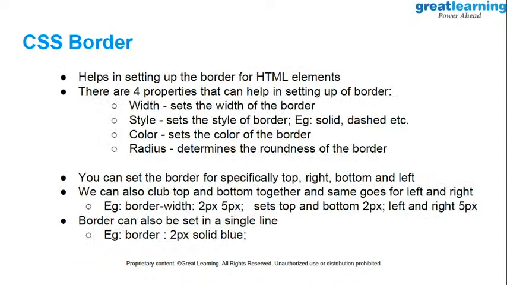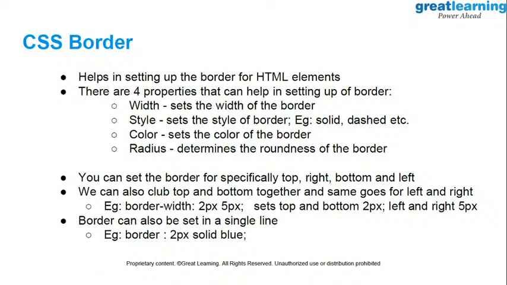Now CSS border is there, so it obviously helps you to set up the border. The border properties you can change will contain width, style, color, and radius. It is obvious to you, right? The style can be solid. You have a solid border, or you have a dash border, right? It will be dash, all those things. And width of the border, and radius. Radius defines the roundness of your border.